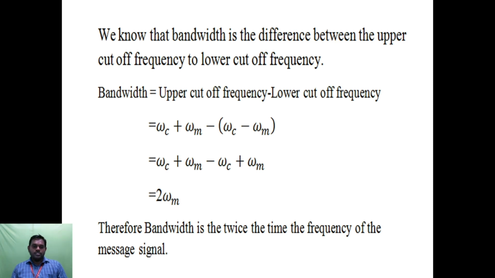The bandwidth is equal to the upper cutoff frequency minus the lower cutoff frequency, which is equal to omega c plus omega m minus (omega c minus omega m), which is equal to omega c plus omega m minus omega c plus omega m. You see here, minus omega c plus omega c will be cancelled. The remaining term will be 2 omega m. Therefore, the bandwidth is twice the frequency of the message signal.